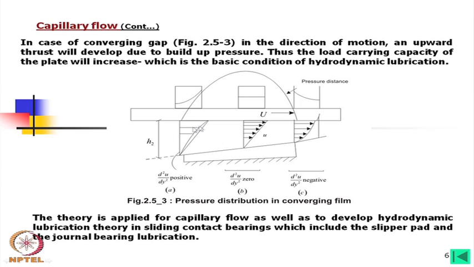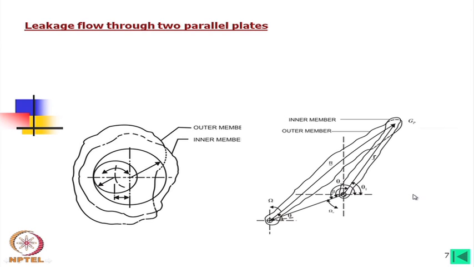Now, even if we would like to find out the pressure distribution in a capillary passage between two stationary plates, or one is moving, and at the entry side and the exit side there is a pressure difference, the same equation can be used, only in that case the velocity term will become 0. Let us see how it can be derived.